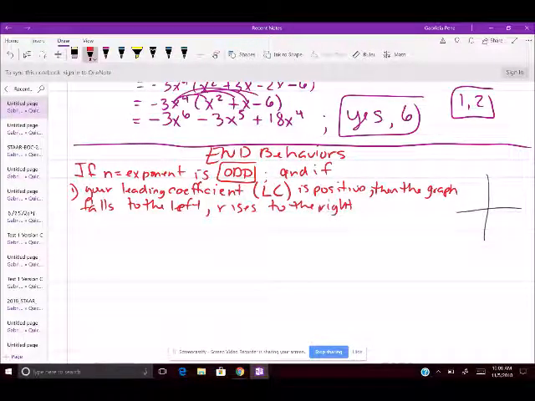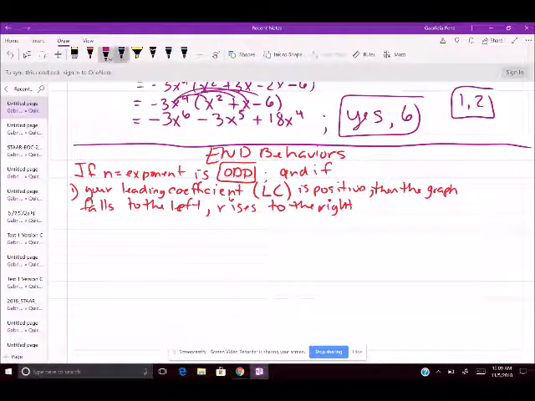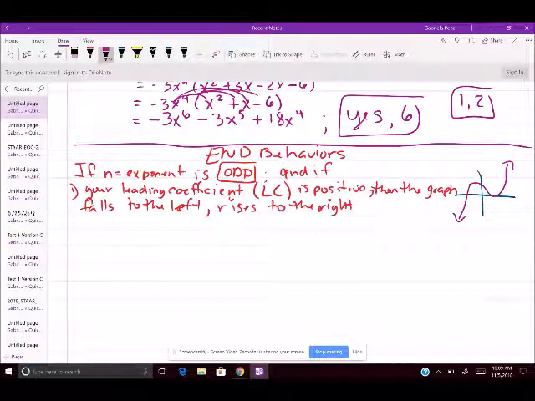And I know this information just sounds weird. So falls to the left, rises to the right. So if we see a graph, what does falls to the left and rises to the right mean? Well, I have a graph that's going to be going down on the left, and it's going to be going up on the right. That's what it means.